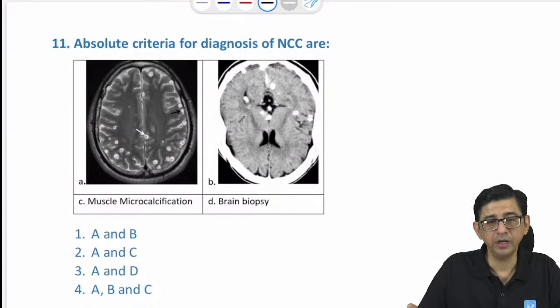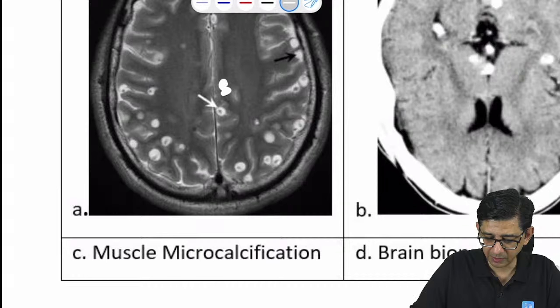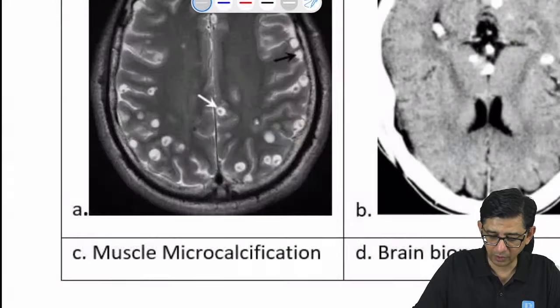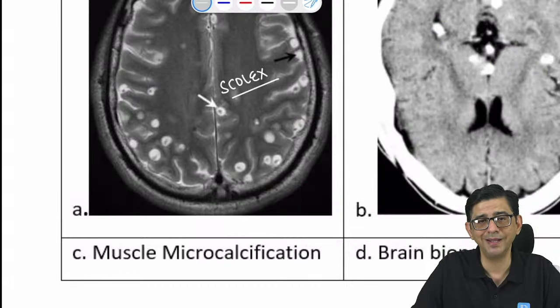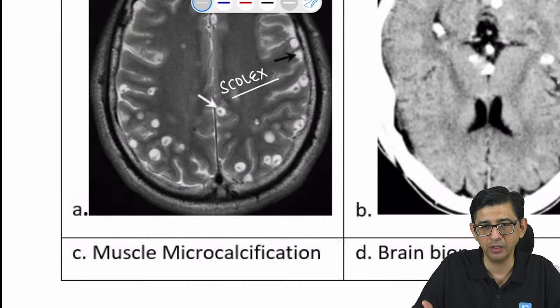Okay, so absolute criteria in this case is, one, you should be able to pick up the scolex. Like in this particular image, you can see the scolex present there. And this tells you that the larva is developing in the brain. So one of the absolute criteria is neuroimaging showing evidence of an eccentric hypodensity, an eccentric lesion. The whiteness is where the larva is going to be, and then there's an eccentric lesion in the periphery. If you check out, it's always slightly in the periphery.